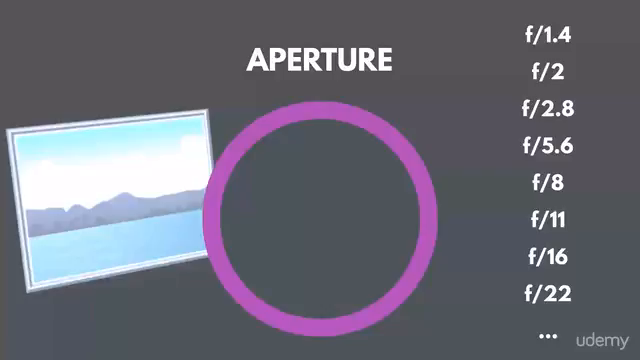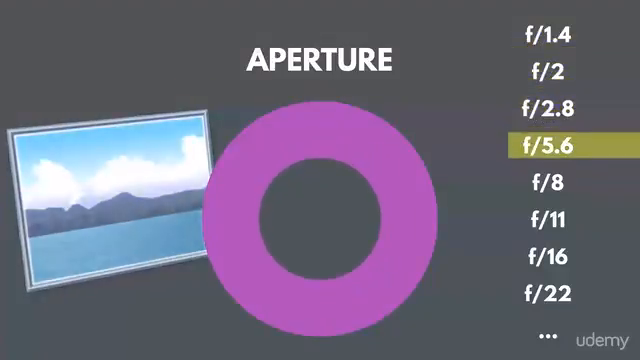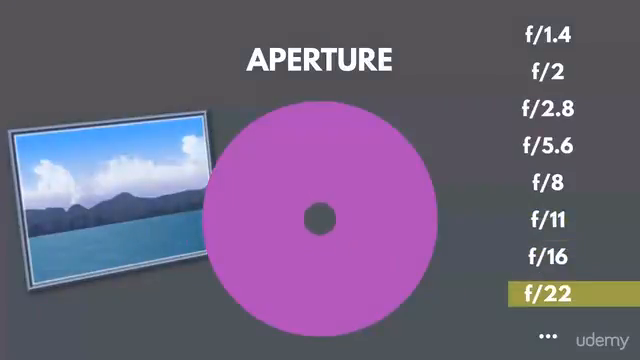For example, going from f1.4 to f2 decreases the size of the aperture, and therefore allows less light into the camera. So if it's very bright outside, you may have to decrease the size of the aperture, but that is actually increasing the f-stop number.